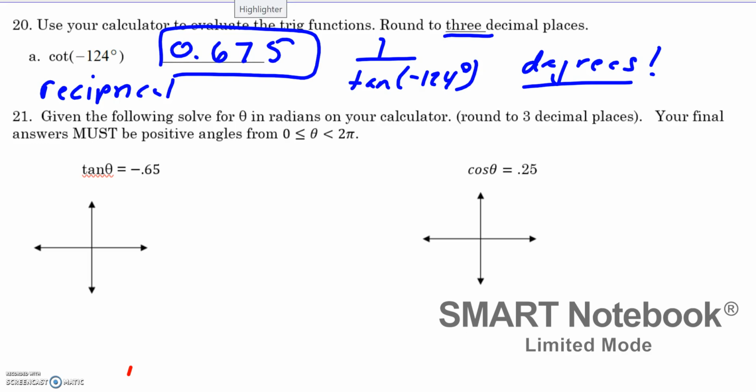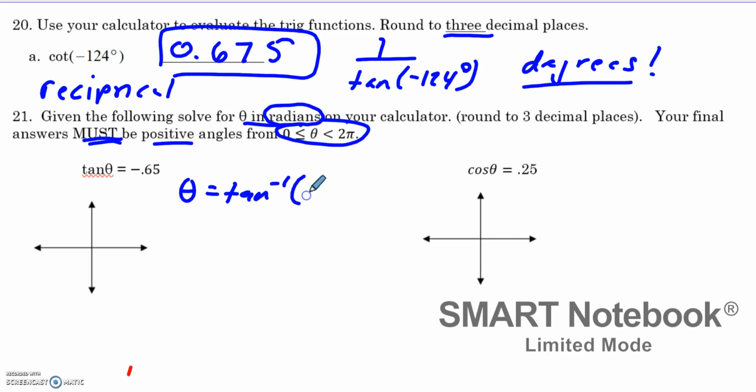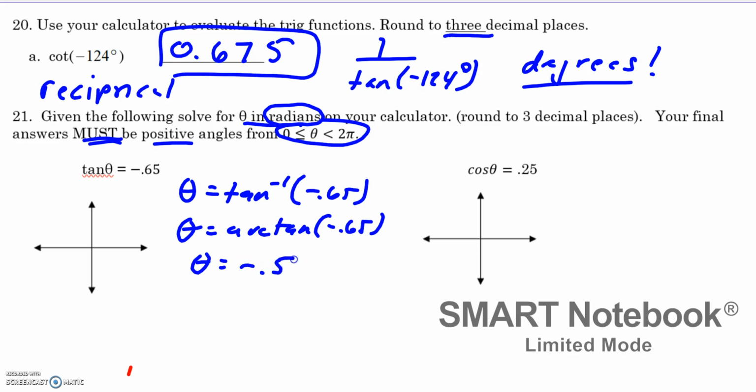Number 21, given the following, solve for theta in radians. Make sure your calculator's in radians. Your final answers must be positive and go around 1 time from 0 to 2 pi. So if I first figure out what theta is, I need to take the inverse of both sides, or in other words, take the arctangent of both sides. And if I do that and I make sure that my calculator is in radians, I get negative 0.576.